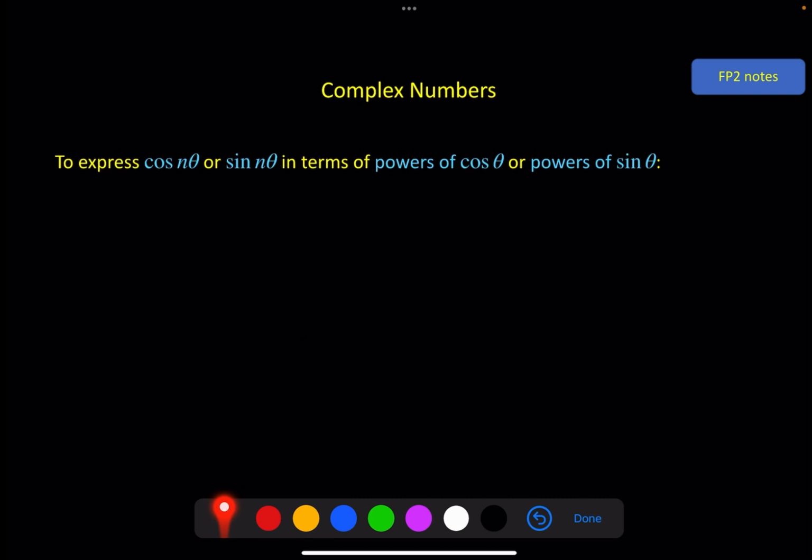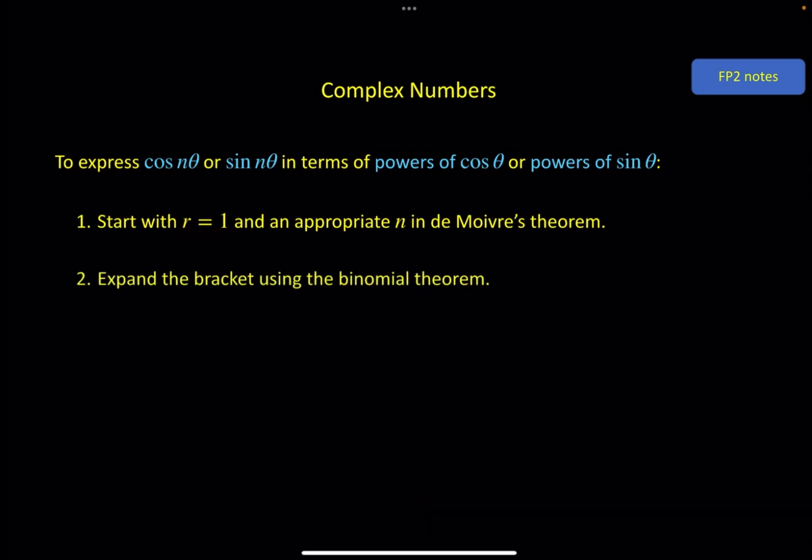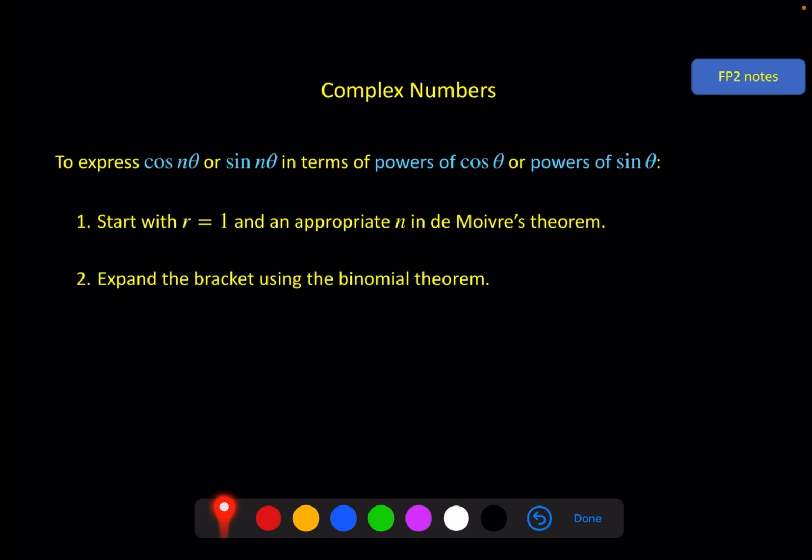So to express cos n theta or sine n theta in terms of powers of cos theta or powers of sine theta, there's a systematic method. You start with r equals 1 and an appropriate n in de Moivre's theorem. The n, of course, will be related to the question you're trying to answer, but each time you'll use r equals 1. Then you'll need to expand the bracket that you get in de Moivre's theorem using the binomial theorem.